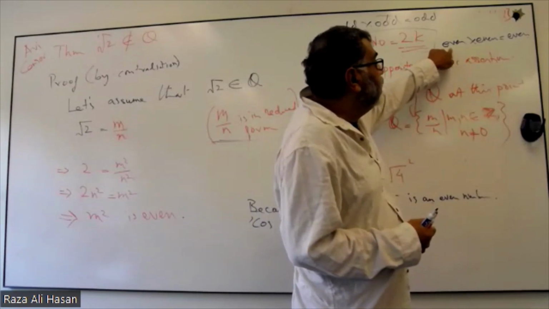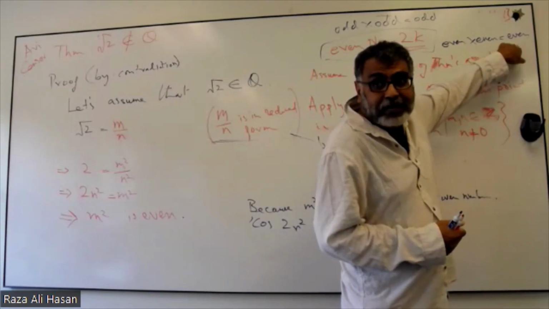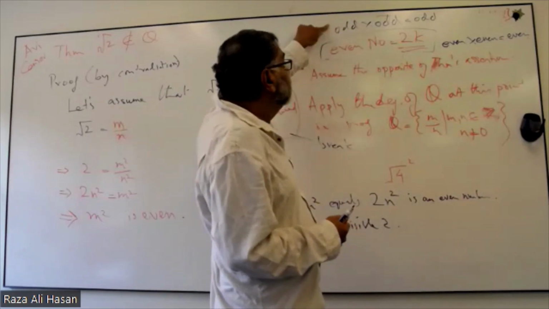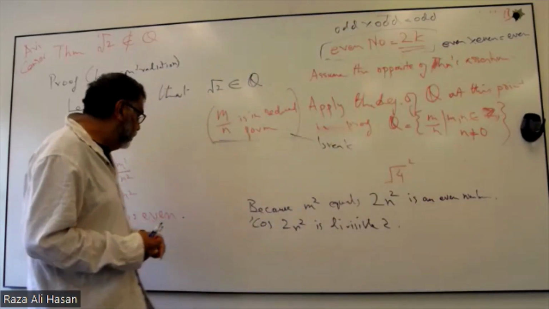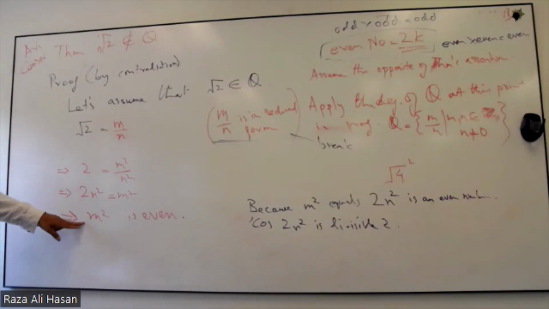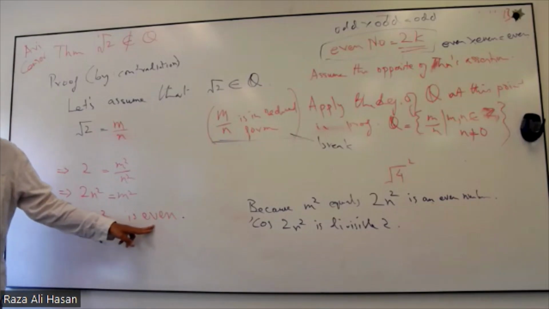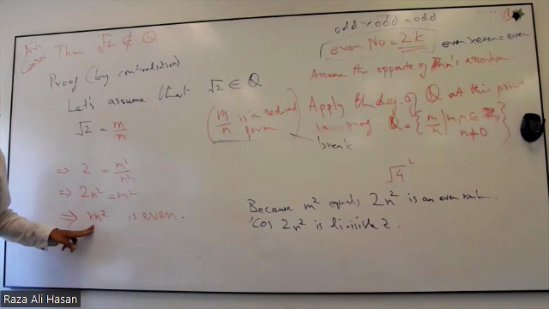The square of an even number is always an even number. The square of an odd number is always an odd number. Therefore, if M is a square of something and we have established that it's even, that means it is probably made up of 2 even numbers. It has to be.